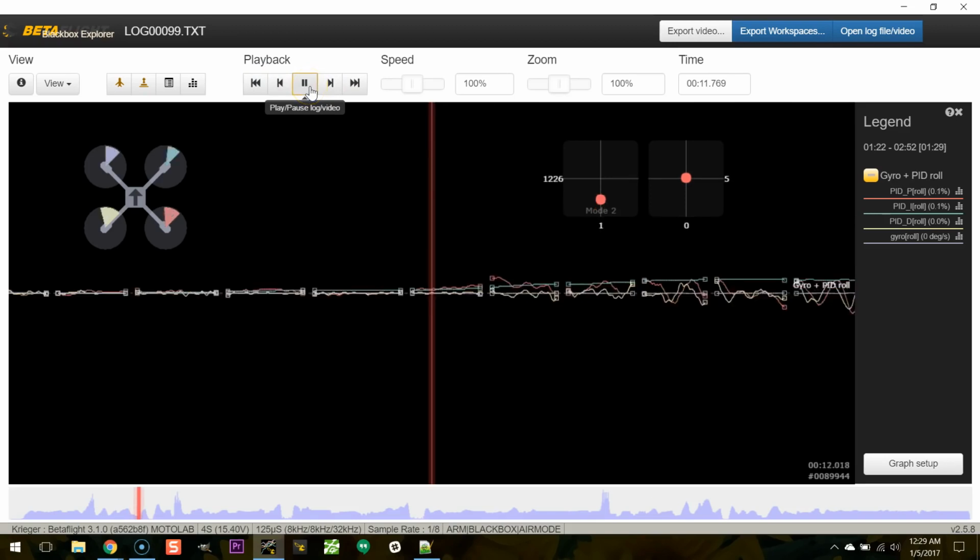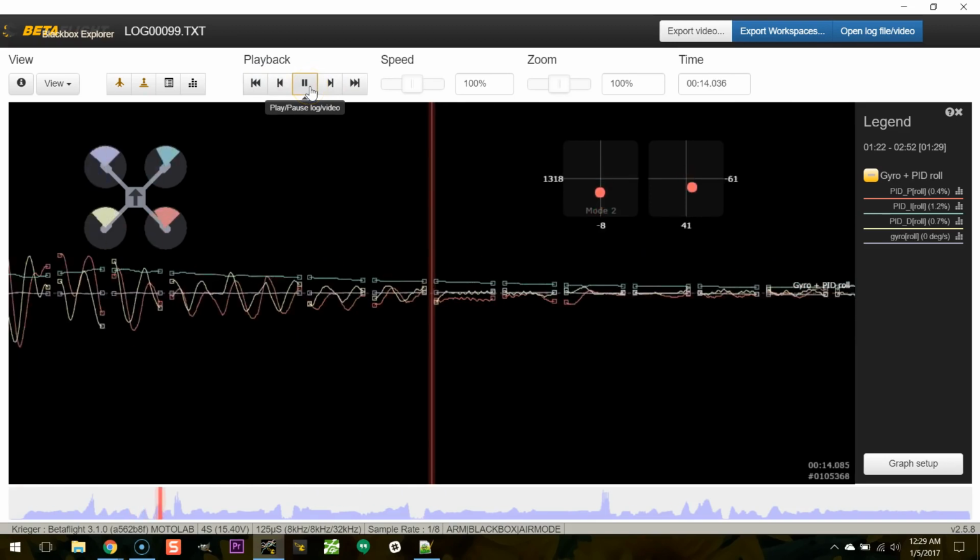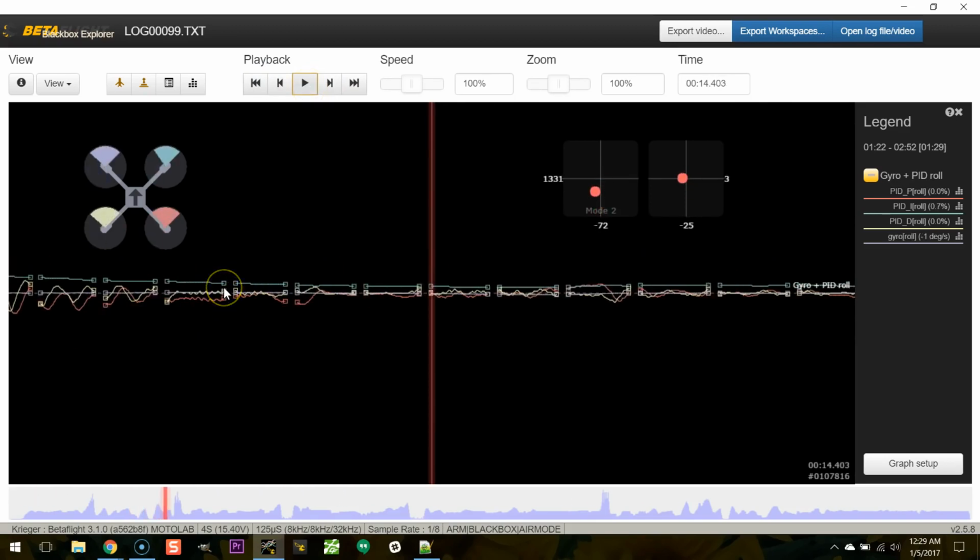Up here we've got our playback controls. Of course, we can hit play and watch the video play back in real time. I said video there. I haven't loaded a video, but you can load a video. Again, we'll cover that a little bit later. I can watch the log play in real time, and I can jump forward and backward, and jump to the end or the beginning of the log.